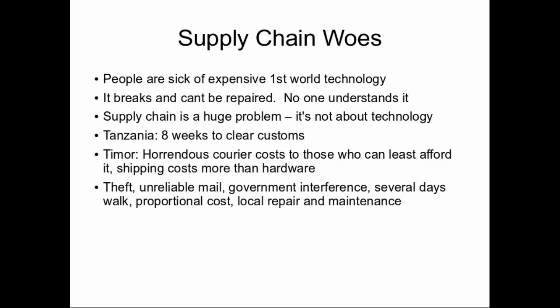Once it gets there, you could be talking a few days over bumpy roads to get it to where it's got to go and be installed. So you better make sure you brought everything with you that you need. Other issues include theft, unreliable mail, government interference, several days' walk, where you want to go may not have roads associated with it, and the proportional cost. The hardware might cost, say, thousands of dollars or thousands of man-years of income for a local person, just so much more than the sort of money we're associated with paying for technology. And then there's issues of local repair and maintenance. If you can't repair and maintain the thing locally, the supply chain works against you in reverse to get it back to anywhere where it can be repaired in the first world.